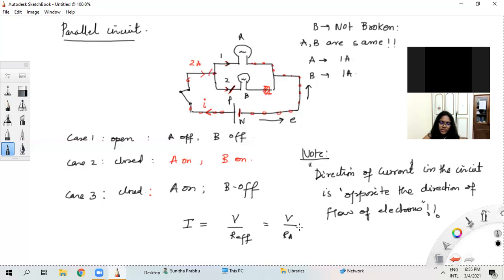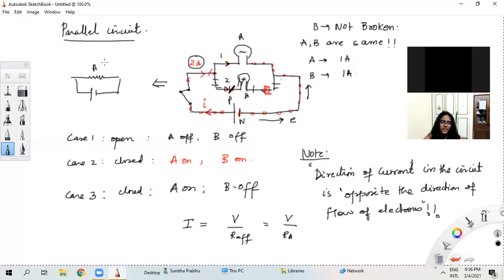Yes. Okay. So the current may change. This 2 amperes value will change. Because if it is not broken, R effective will be 1 by R effective equals 1 by RA plus 1 by RB. But if by chance it is broken, then that resistance is not coming into play at all. It's as if this circuit has become a simple circuit with only resistance A now. This whole limb is not at all there. That means it's just a simple circuit with resistance A in the picture. Okay, so got it. Am I able to understand this?